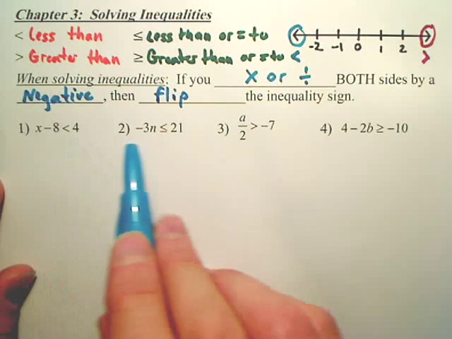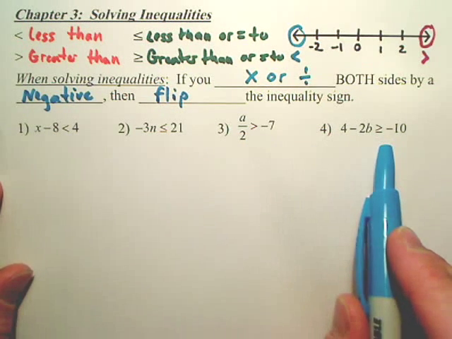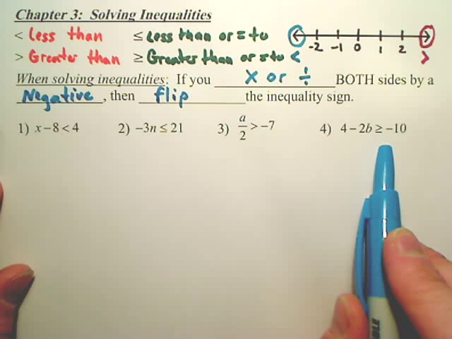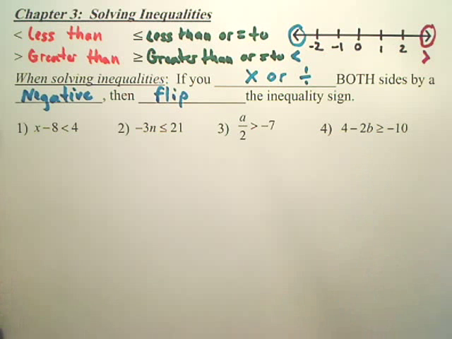Now, see all these inequality signs here? When you're solving the problem, if at any point you multiply or divide both sides by a negative, the inequality sign flips. Otherwise, you treat it just like an equal sign. It's pretty cool. It's actually the identical thing to Chapter 2. Just one extra step.